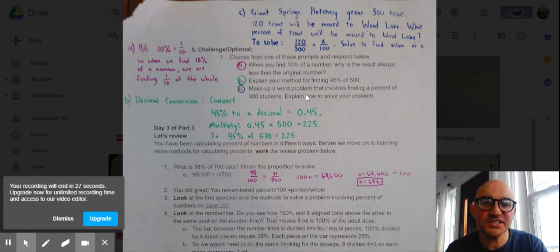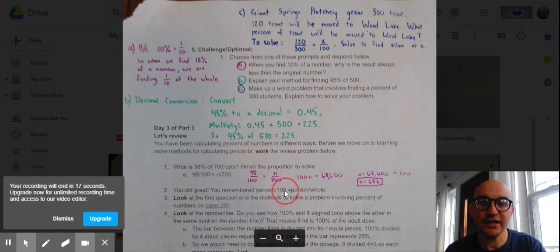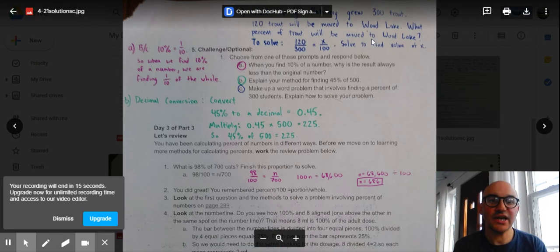And then part C here, make up a word problem that involves finding a percent of 300 students. Oops, I did trout instead of students. Goofed up there, that's okay. So here I just say Giant Springs hatchery grew 300 trout. 120 trout will be moved to Wood Lake. What percent of trout will be moved to Wood Lake? And then we just set it up as a proportion to solve it.